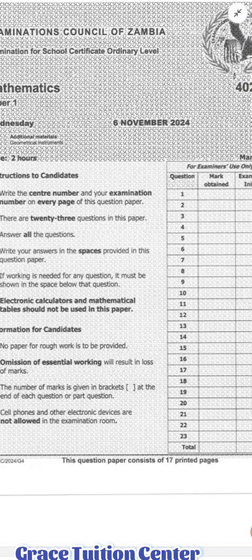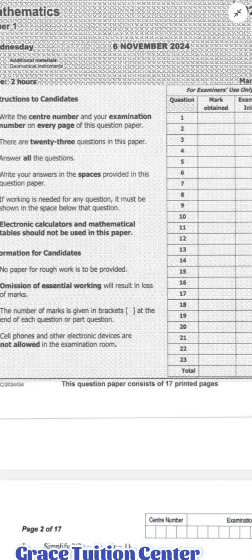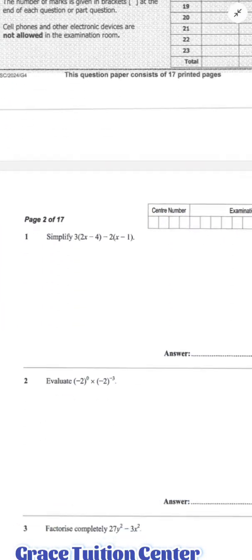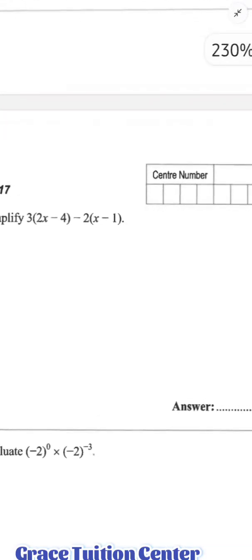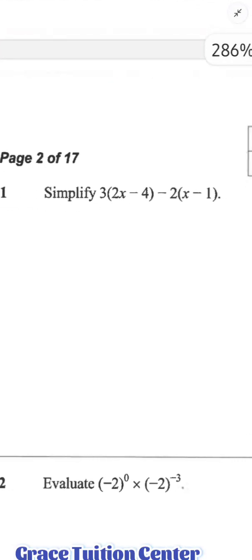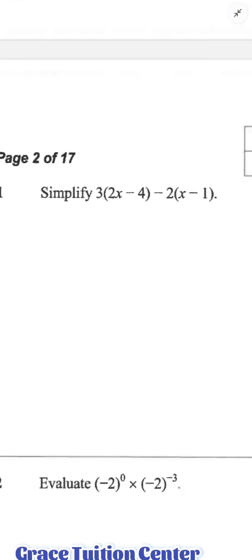Alright, so let's go ahead and do a quick revision of this paper, the internal 2024. This was paper 1. So we start with the first question there. The question is asking us to simplify the expression here. Once you are asked to simplify, they are asking you to make the expression simple.